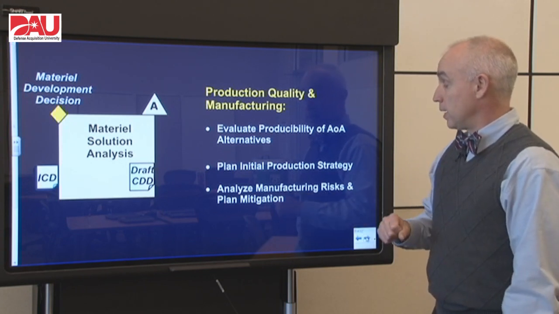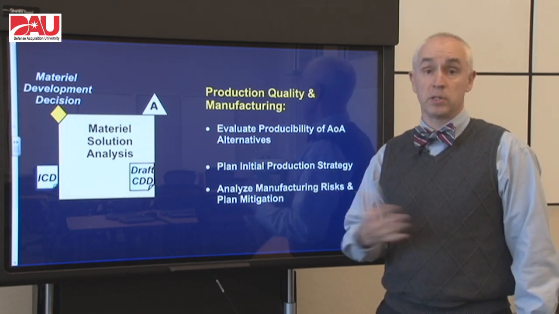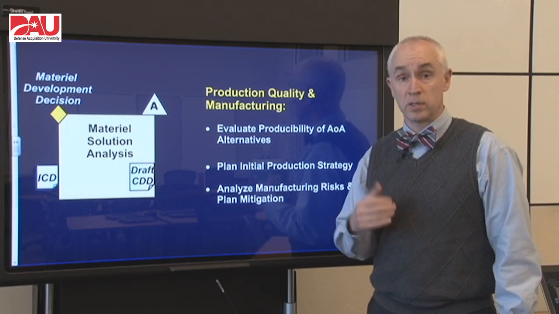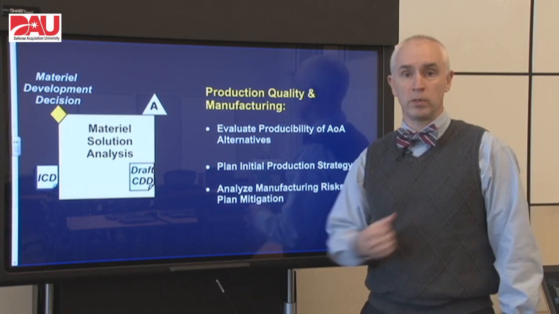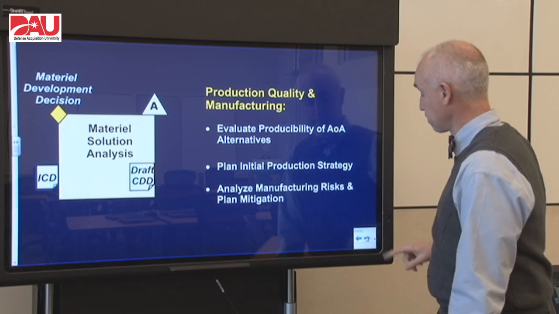Then we need to analyze the manufacturing risks and plan mitigation, just like we do in the other functional areas, to help our program manager with the overall risk management on the program.